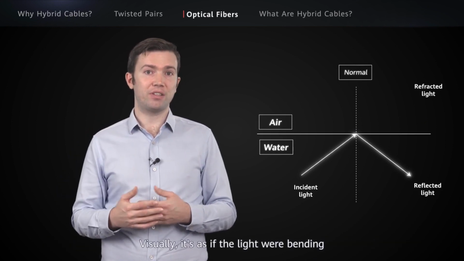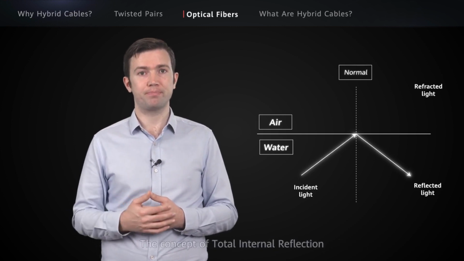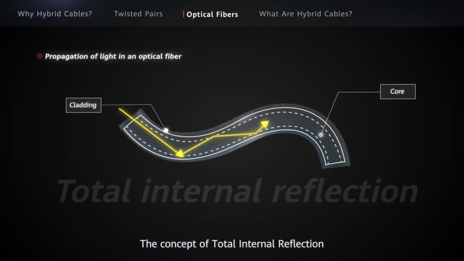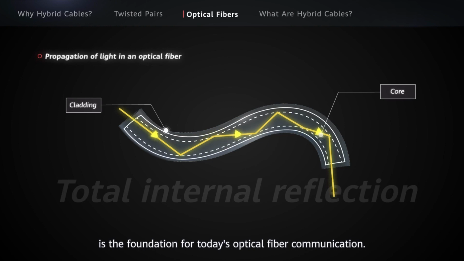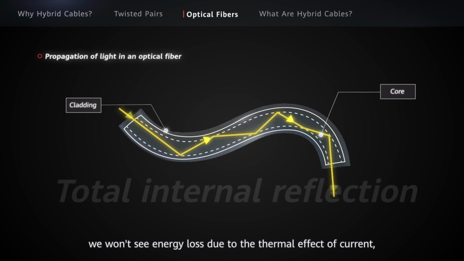Visually, it's as if the light were bending through the water stream, as in John Tyndall's experiment. The concept of total internal reflection is the foundation for today's optical fibre communication. During signal transmission over optical fibres, we won't see energy loss due to the thermal effect of current or crosstalk caused by electromagnetic induction. What we do see are higher transmission distance and bandwidth.